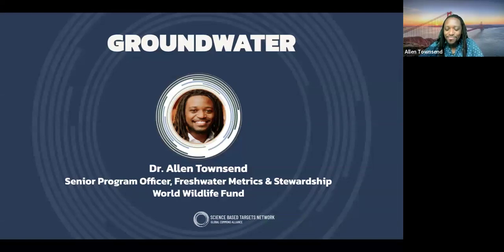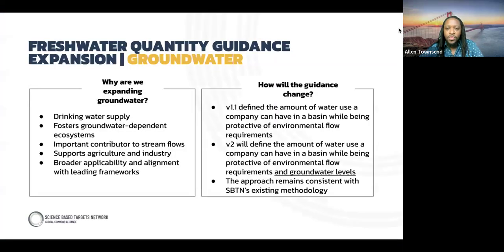As Sarah mentioned or introduced me, my name is Alan Townsend. I'm a senior program officer with WWF in the US, and we're pleased to share that the Freshwater Hub has been able to extend the SBTN framework to address one of the most overlooked but essential ecosystems, groundwater.